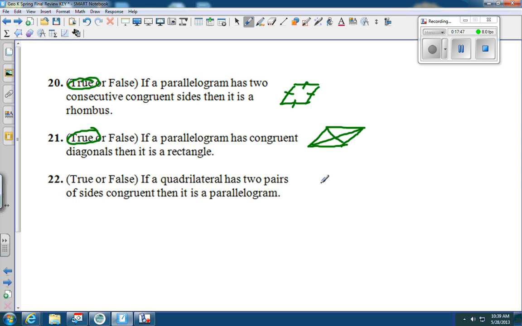If a quadrilateral has two pairs of sides congruent, then it is a parallelogram. Well, if I have a quadrilateral, so 4 sides, no matter how I draw it, if it has two pairs of sides congruent, so these pairs and these pairs, then it is not necessarily a parallelogram. We don't have enough information to prove that, so that one is false. Okay? So if it has two pairs of sides congruent, then it is not necessarily a parallelogram. Okay, it could be another figure, all right?